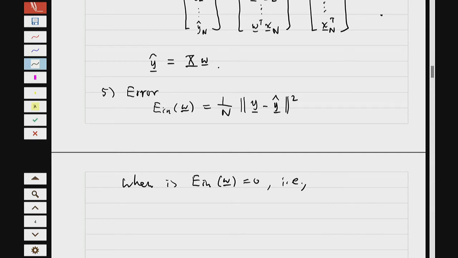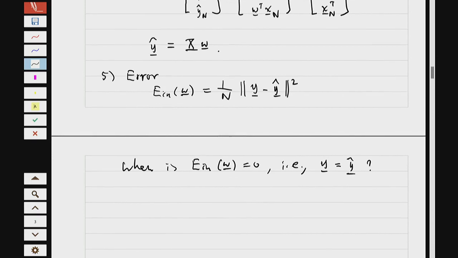Yeah, y has to be equal to y hat. Well, the entire vector has to be equal. So every single element has to be matching, exactly the same. So y is equal to y hat. But when does this happen? Well, let's take a look.